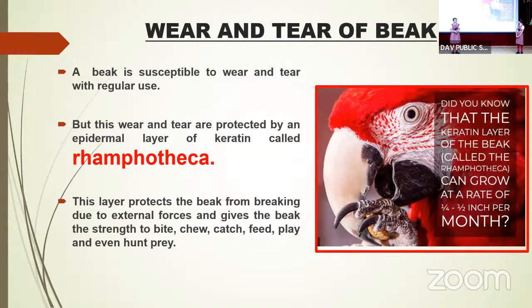Next slide is about wear and tear of a beak. So what is the meaning of wear and tear? The meaning of wear and tear of a beak is the loss or injury of a beak. A beak is prone to wear and tear with its regular use. But this wear and tear is protected by an epidermal layer of keratin called the rhamphotheca. This layer protects the beak from breaking due to external forces and gives it strength to chew, bite, play, hunt, etc. One amazing fact about rhamphotheca is that it can grow at a rate of 1/4 to 1/2 inch per month. Isn't it interesting? I hope I was clear to all of you.